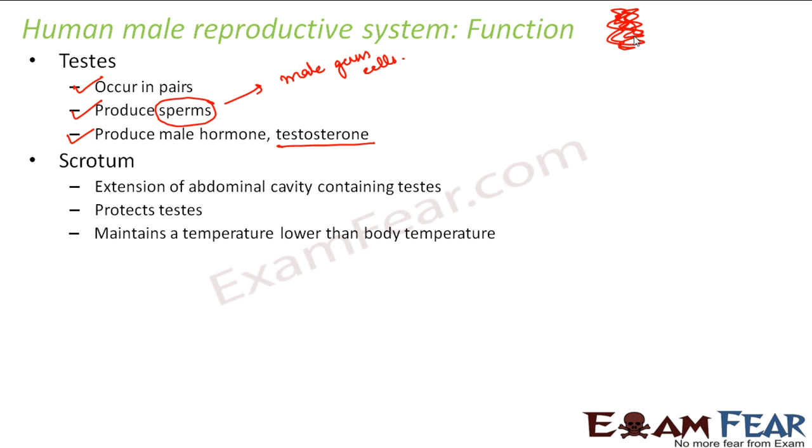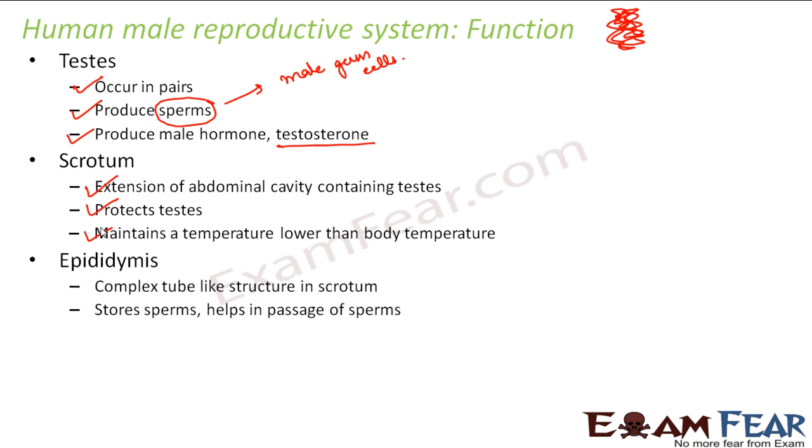And in order to maintain a temperature lower than the body temperature, an external cavity is made outside the body. That is why the scrotum forms an external cavity outside the abdominal cavity just to hold the testis, so that the appropriate lower temperature can be maintained inside the testis and sperms can be produced there. Also it protects the testis, because any covering will definitely protect the organs present inside it. So the scrotum serves two functions. One is it protects the testis. Second is it maintains a temperature lower than the body temperature, which is suitable for the production of sperms.